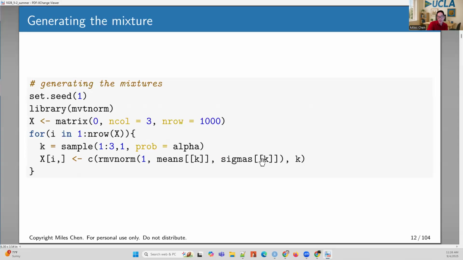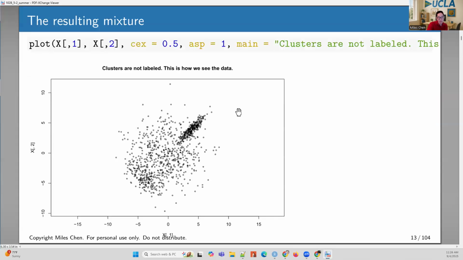And then also I keep track of which component it came from and store that in our X matrix. The X matrix is going to have 3 columns: a column for X1, a column for X2, and a column for K, which component it came from. And here, if I plot our resulting data, this is the resulting data of our mixture. They're going to come in completely unlabeled.